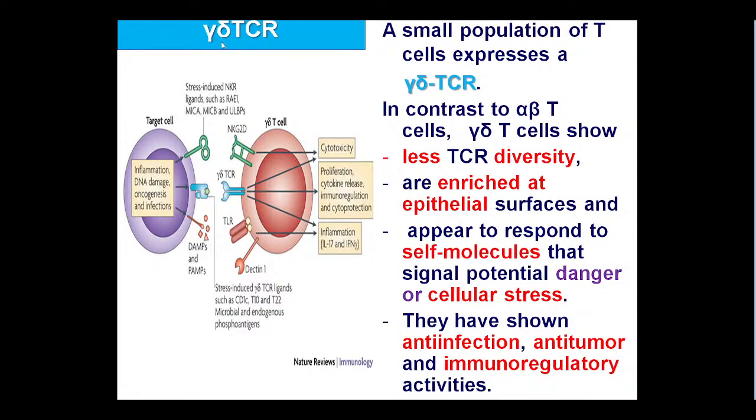Some T cells have gamma delta T cell receptors. What is this? In contrast to alpha beta TCR cells, gamma delta TCR has less TCR diversity. It means diversity of the antigen that may be recognized by these receptors. They are enriched at epithelial surfaces and appear to respond to self molecules that signal potential danger or cellular stress, tumor cells, for example. They have shown anti-infection, anti-tumor, and immunoregulating activity.